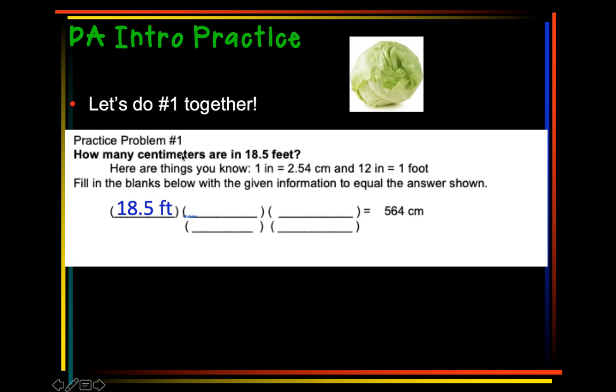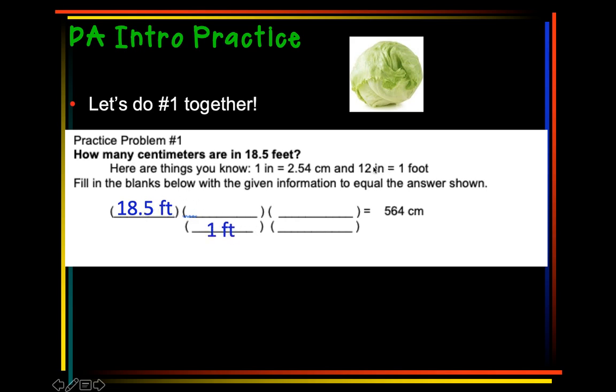I'm trying to figure out how many centimeters this is. 18.5 feet was measured. That goes first. How many centimeters? So I know that my last blank that won't cancel is centimeters, but I do have to cancel feet. Well, look at the pieces I gave you. 1 inch equals 2.54 centimeters and 12 inches equals 1 foot. Oh, hey, foot is the same as feet. So if I put feet on the bottom, it will cancel.